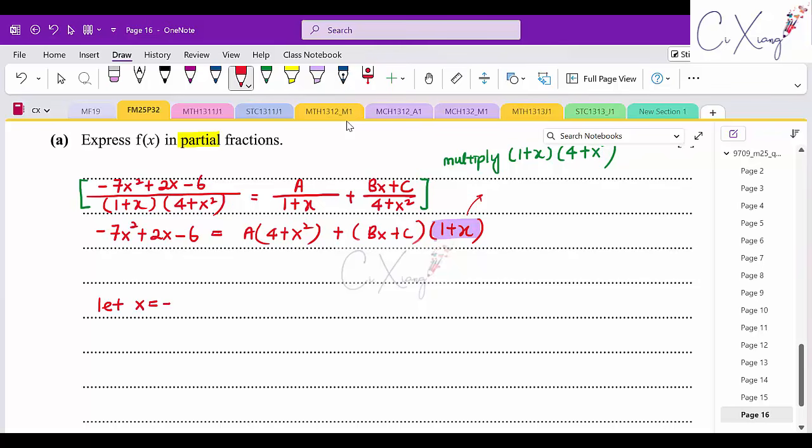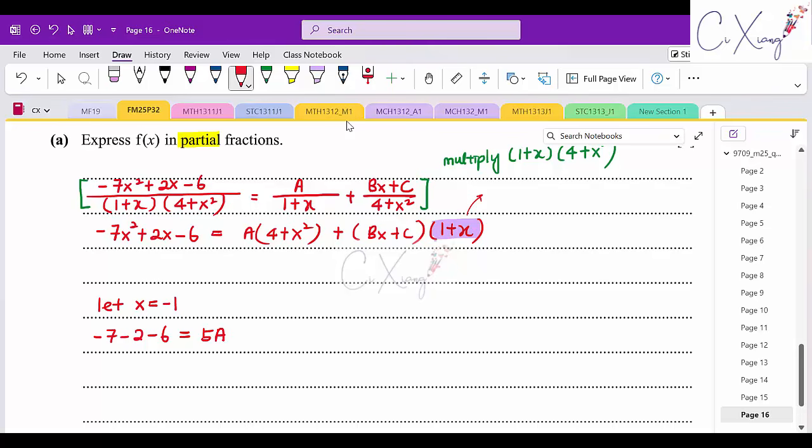I want to substitute x equals -1 into the whole equation, because I know that if I substitute -1 here, this bracket becomes 0, b and c will disappear, and I can get the a very easily. Right? Okay, substitute x equals -1 inside the whole equation here. -7, minus 2, then minus 6, equals -1 squared is 1, plus 4 is 5.